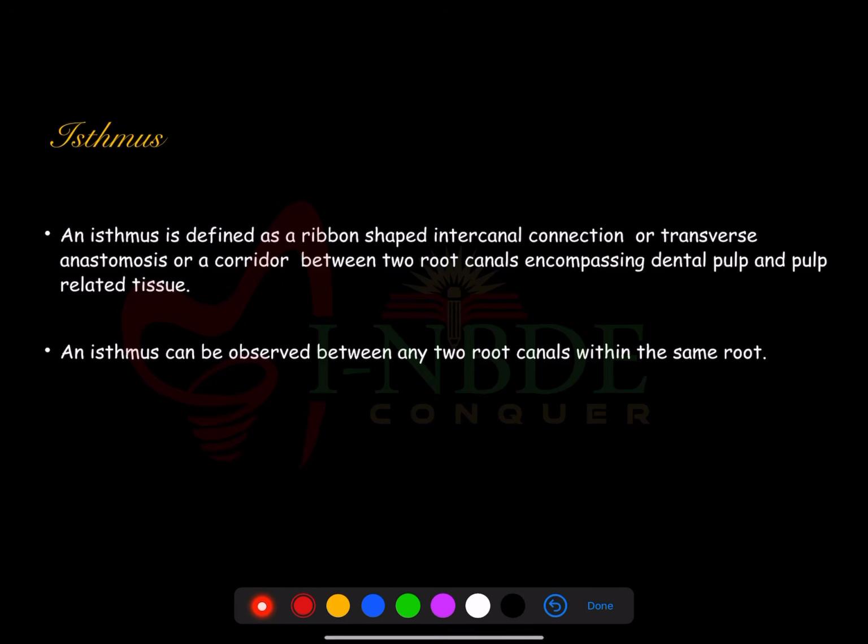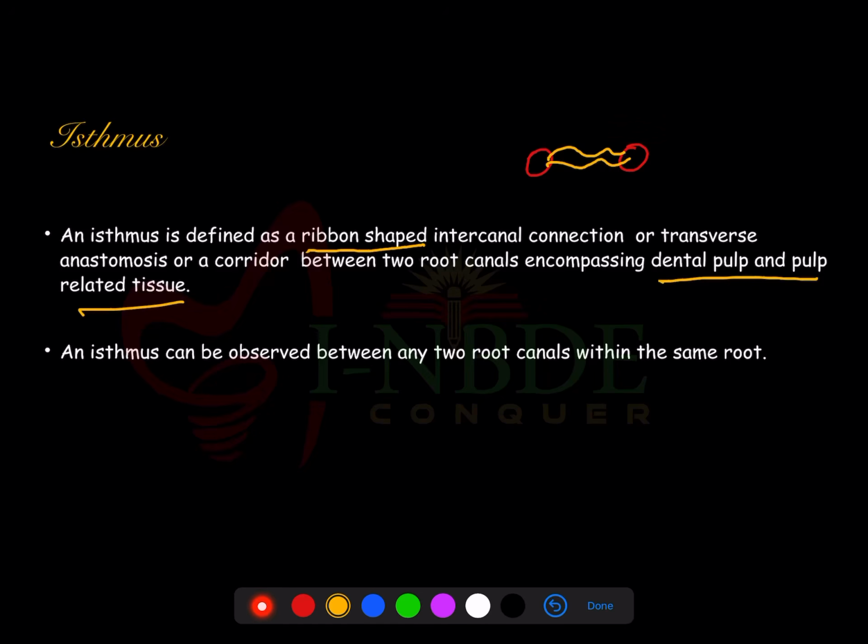Isthmus. I hope you have learned this definition. An isthmus is formed when two canals are connected by something which is not visible. You can see in the diagram that it is defined as a ribbon-shaped intercanal communication, or a transverse anastomosis, or a corridor between two root canals, where you can find dental pulp and pulp-related tissues. That is called an isthmus, and you have to take utmost care to dissolve or remove the pulpal tissue or the irritants present in this isthmus area also.